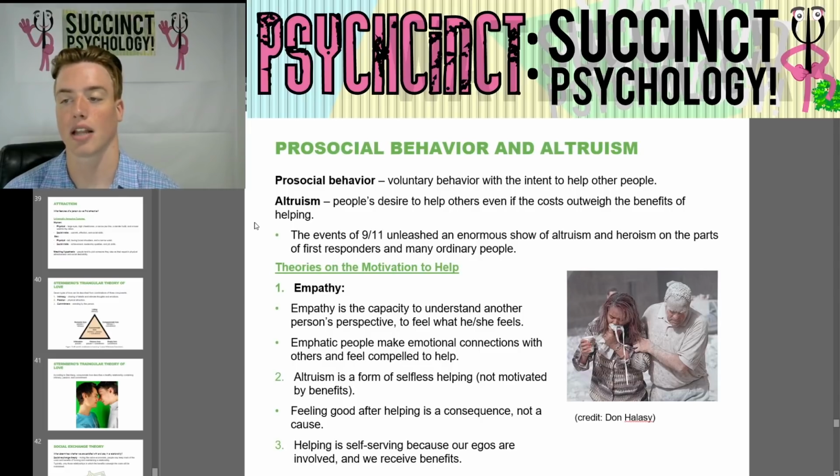Anyways, the events of 9/11 unleashed an enormous show of altruism and heroism on the part of first responders and many ordinary people. So, theories on the motivation to help: empathy. Empathy is the capacity to understand another person's perspective and to feel what he or she feels. Empathetic people make emotional connections with others and feel compelled to help. Altruism is a form of selfless helping, not motivated by benefits, and feeling good after helping is a consequence, not a cause.